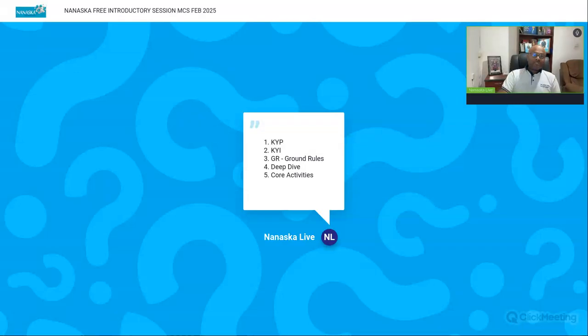KYP, KYI, ground rules. Then we go to a step called deep dive. That is an in-depth analysis into the pre-seen. KYP is very different. In the KYP, we try to understand the pre-seen. In the deep dive, we try to challenge the details given in the pre-seen. So we start with KYP, KYI, ground rules, deep dive.